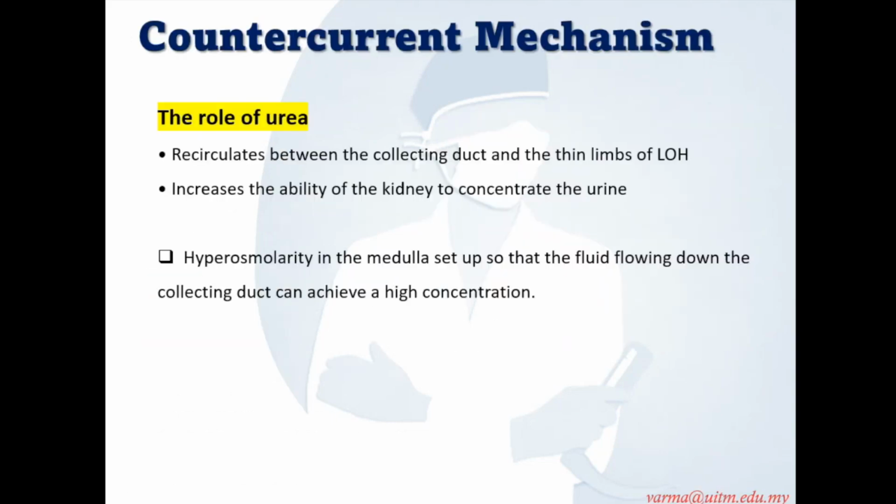So urea recycling. Briefly, what is the role of urea? Urea maintains the hypertonicity of the medulla. It recirculates between your collecting duct and the thin limbs of the loop of Henle. The thick limb of the loop of Henle is not permeable to urea. It's the same as water: urea and water share the same permeability. They are more permeable in the thin limbs and relatively impermeable at the thick limb of the loop of Henle. It increases the ability of the kidney to concentrate urine. Hyperosmolarity in the medulla is set up so the fluid flowing down the collecting duct can achieve high concentration.